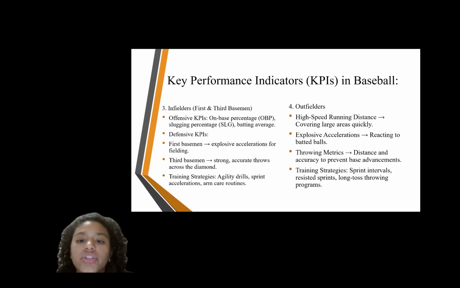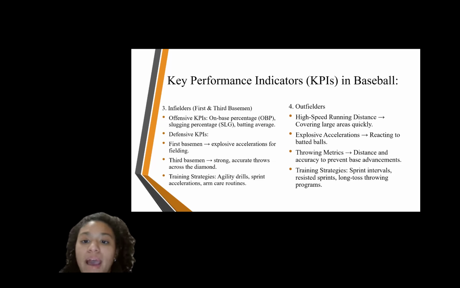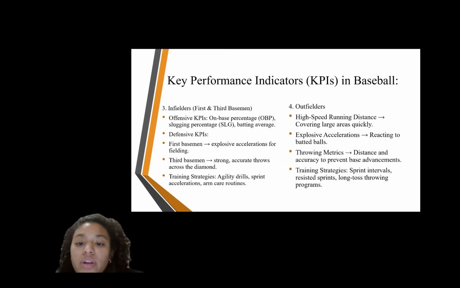As for outfielders, they have more of a high-speed running distance, so covering larger areas quickly, explosive accelerations reacting to batted balls, and then throwing metrics, so distance and accuracy to prevent base advancements. Training strategies for this would be sprint intervals, resisted sprints, and long toss throwing programs.